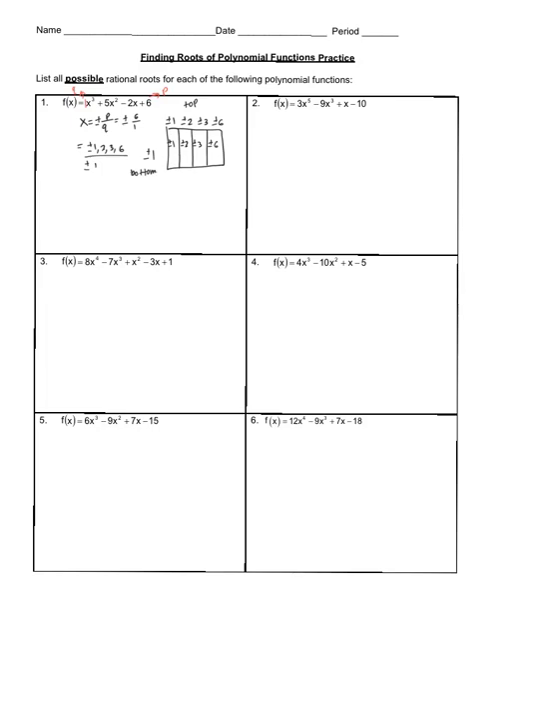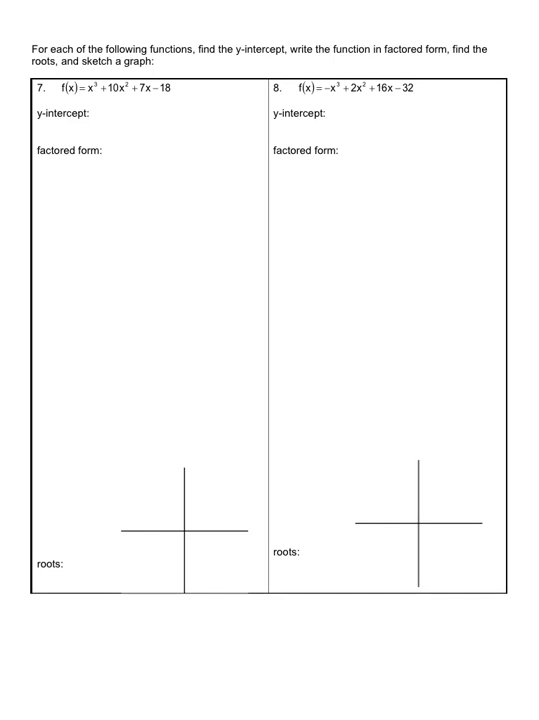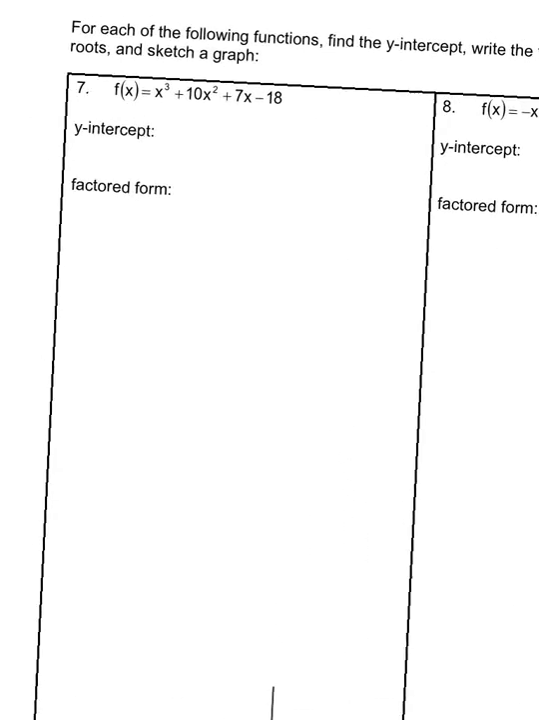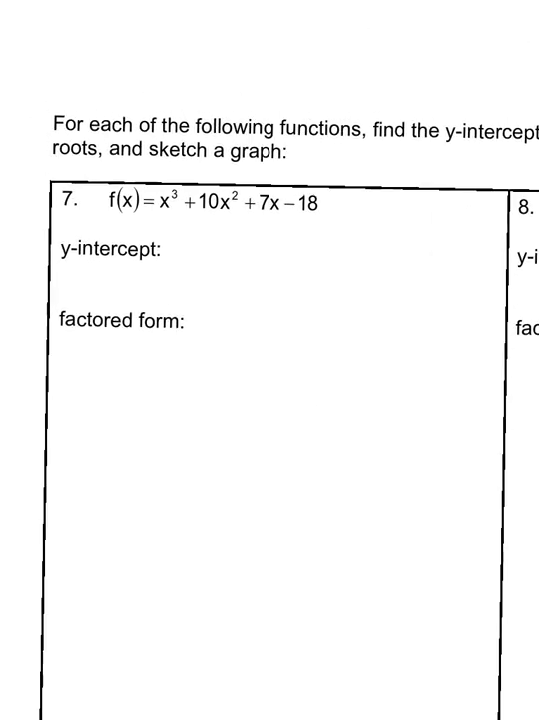Okay. All right, on the next one, you are going to find the y-intercept, write it in factored form, find the roots, and sketch a graph. So this is similar to what we were doing before, where you need to do synthetic division given the possible roots. So I'll do number 7, for example.